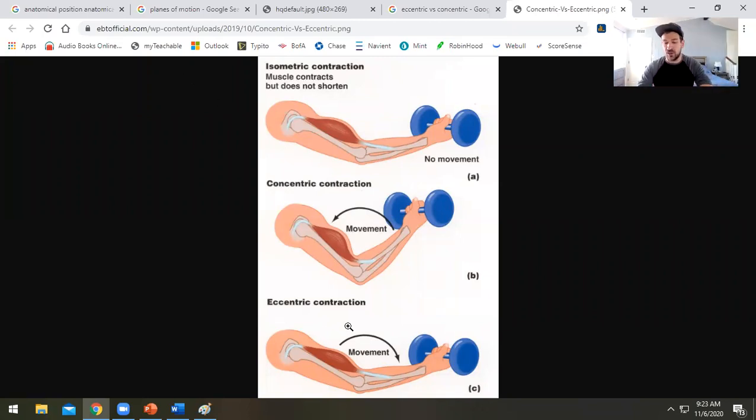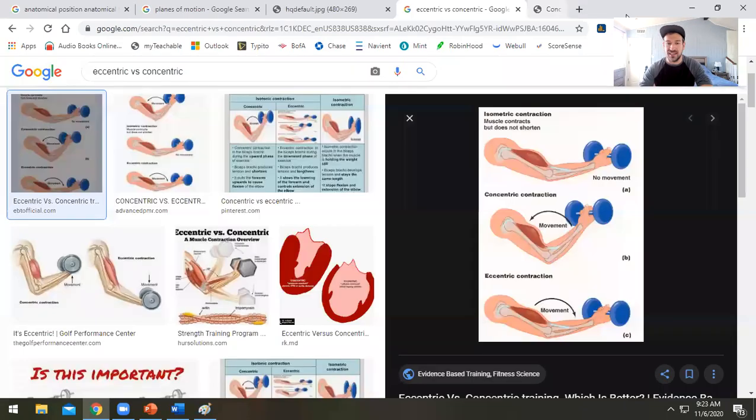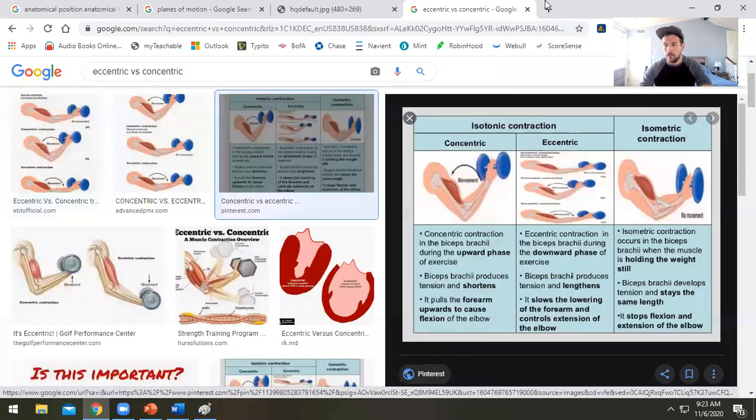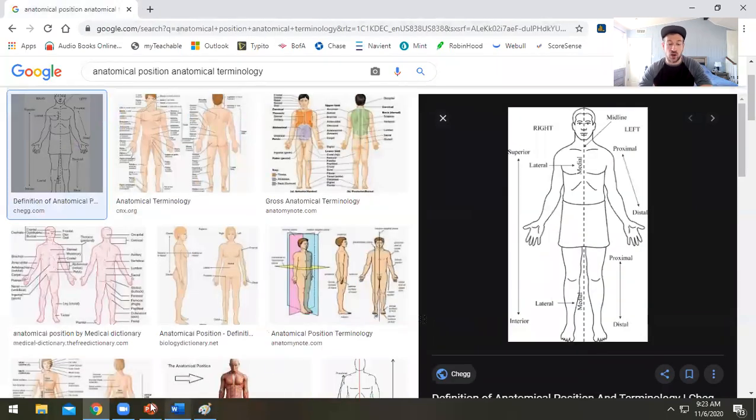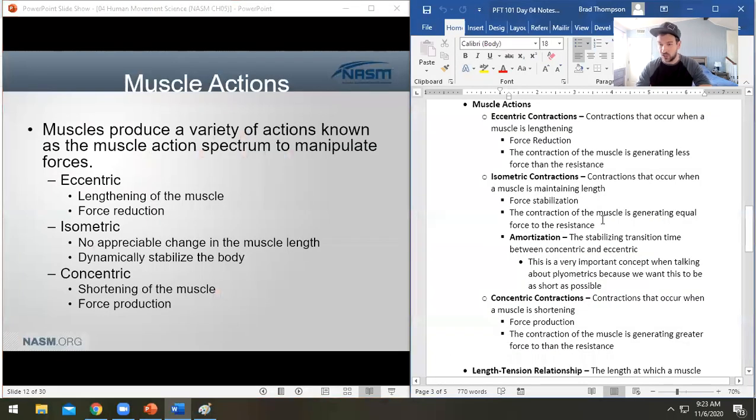Versus an eccentric contraction, which is where our muscle is lengthening. See how it's pulled apart compared to this version here. So there's movement of a shortening and then there's movement of a lengthening. That's concentric versus eccentric. So that is our three main muscle actions.